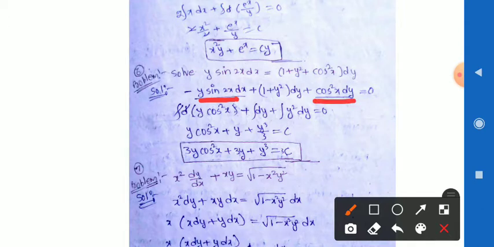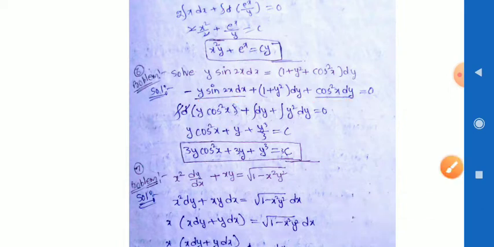This can be written in the form of a formula. By inspection, we have the formula: cos square x dy minus y sin 2x dx can be written as d of (y cos square x). Once again, by observing the underlined part, cos square x dy minus y sin 2x dx can be written as d of (y into cos square x). Now it can be written in the form of an integrating factor.